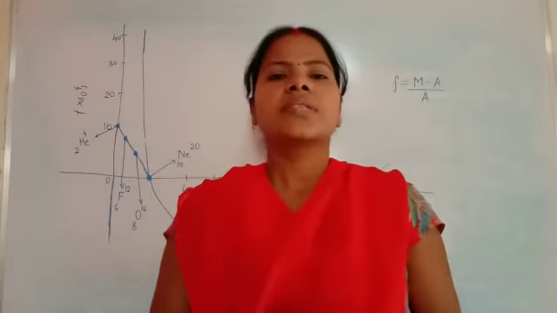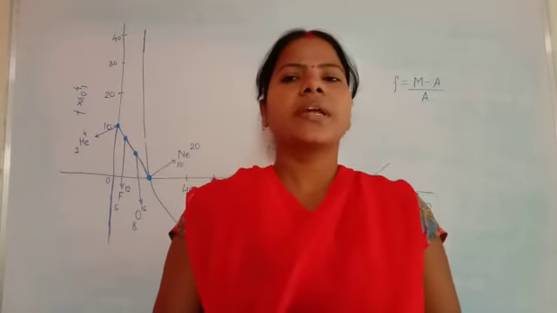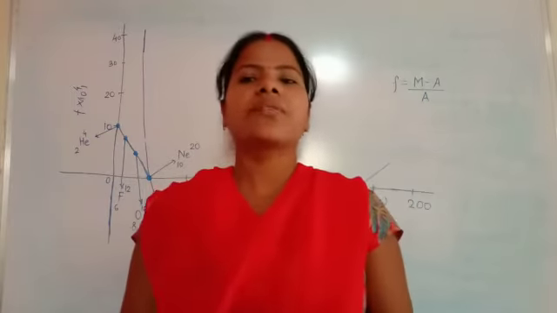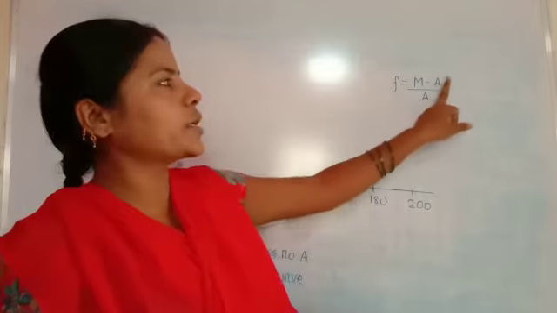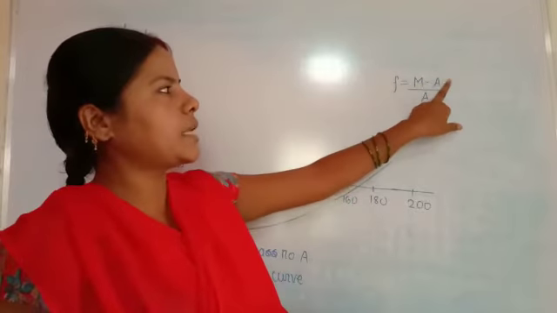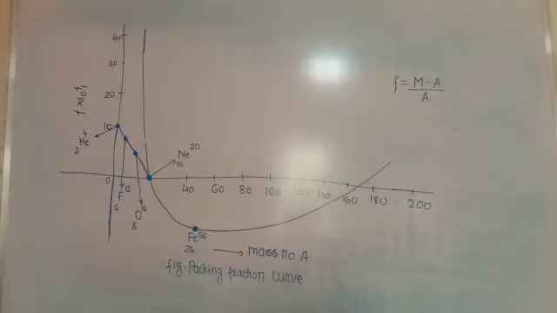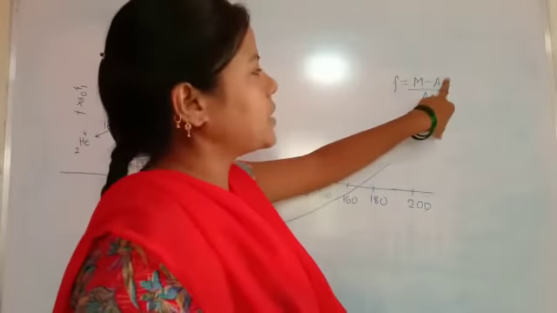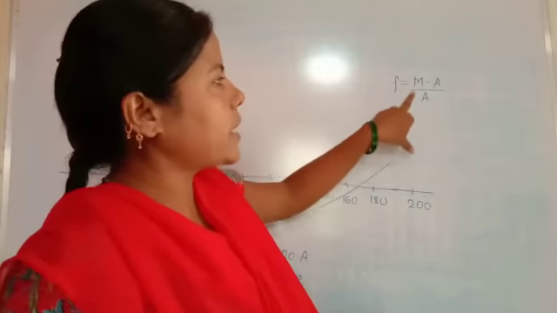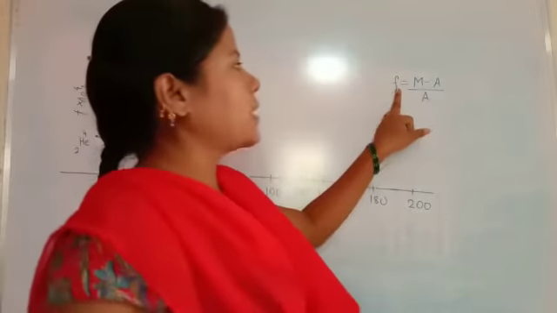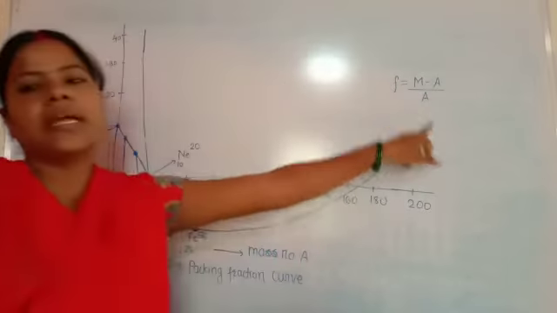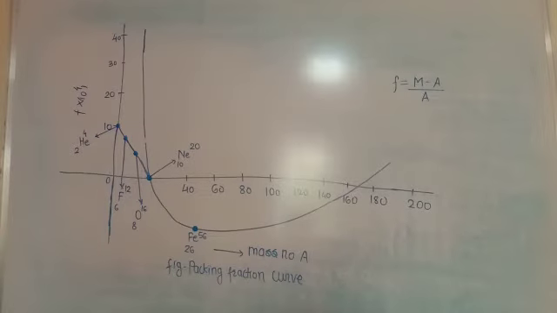In the previous class, we studied two definitions: the mass defect and the packing fraction. Packing fraction F is the ratio of the difference between M, the atomic mass of the atom, and A, its mass number, to the mass number A. That is, packing fraction F equals (M minus A) divided by A.